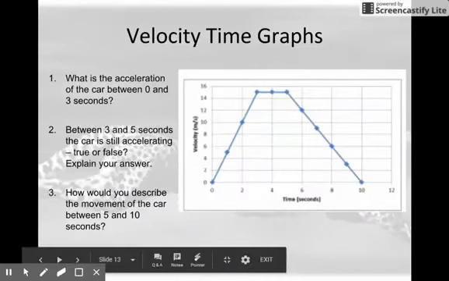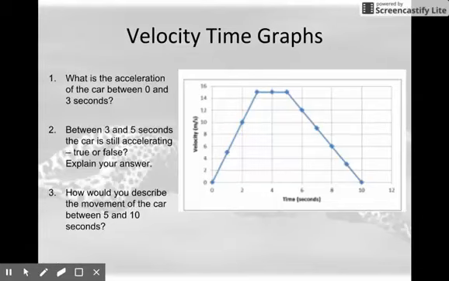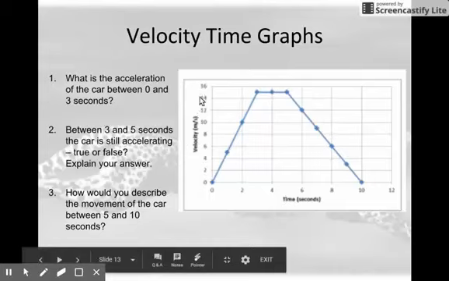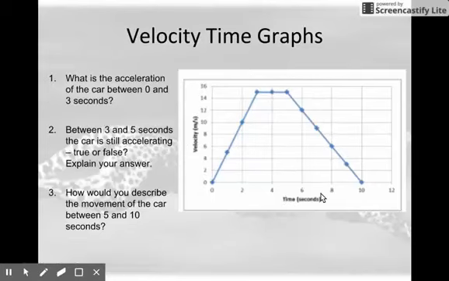So let's answer some questions about this. So here we have another graph. So it's a velocity time graph. So our velocities, our speeds are on the side, our time is across the bottom. So what is the acceleration of the car between 0 and 3 seconds?